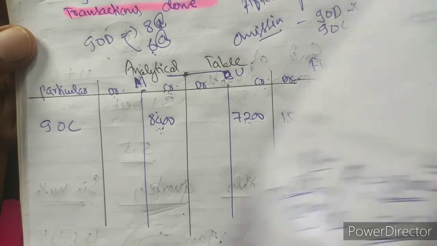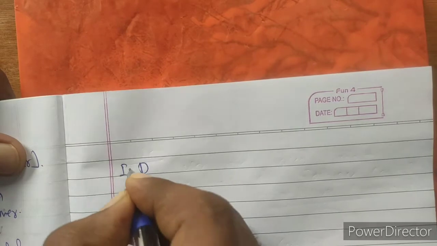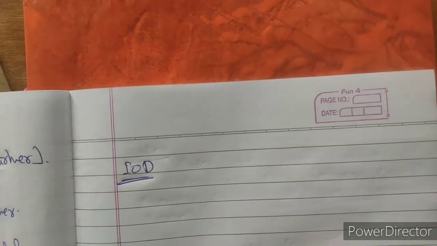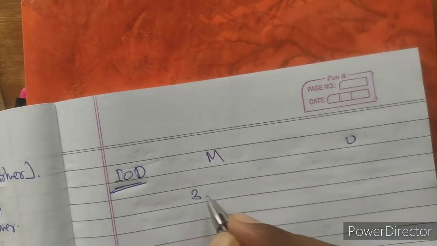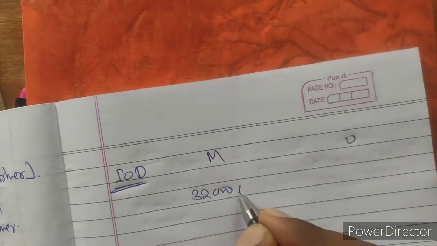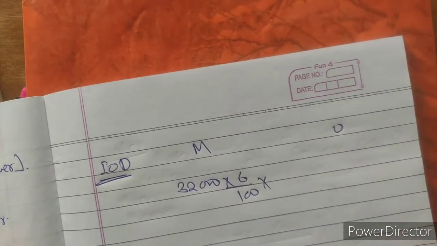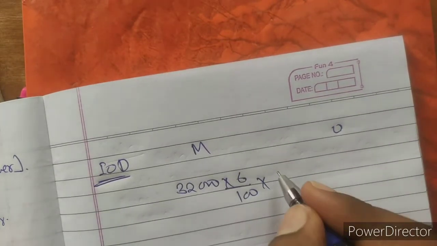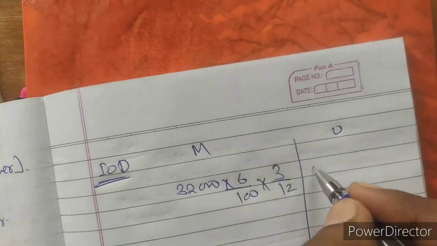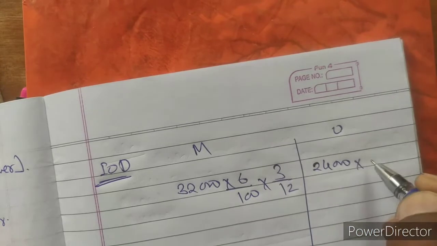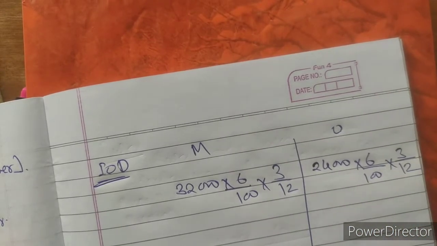What have they forgotten? The interest on drawing. So let us calculate interest on drawing for Mita and Usha. Mita has withdrawn 32,000. The rate is 6/100, and from 1st January, so January, February, March, 3 months, 3/12. Same for Usha. Usha has withdrawn 24,000 at 6/100, that is the rate given, and the same for 3 months.